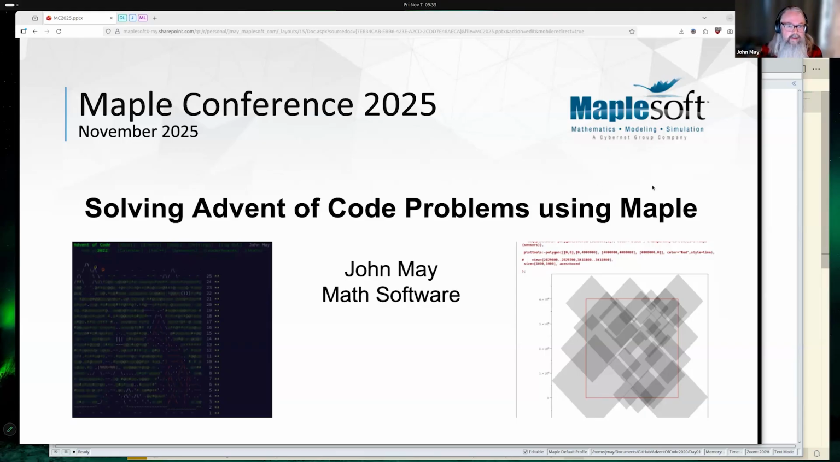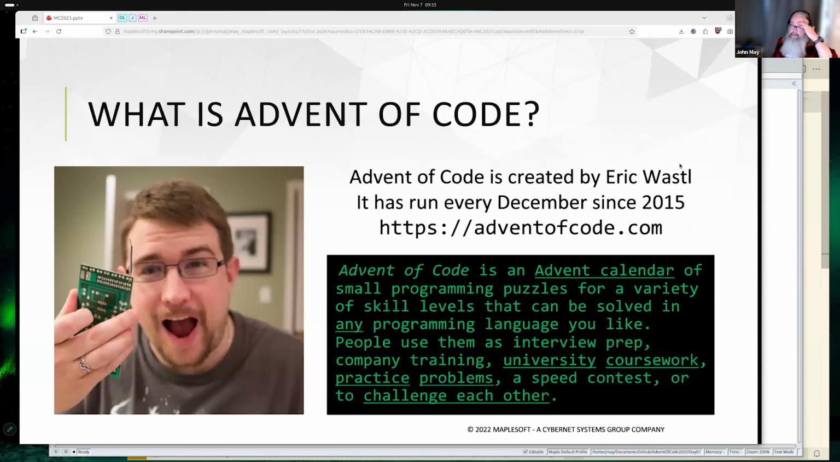Okay, so what is Advent of Code to begin with? It's like an Advent calendar. So it's a Christmas themed code puzzle. There's 25 doors in an Advent calendar for Christmas, and you open them on the first day of Christmas and you eat chocolate. But instead of a calendar, it's a web page. And instead of chocolate, it's programming challenges.